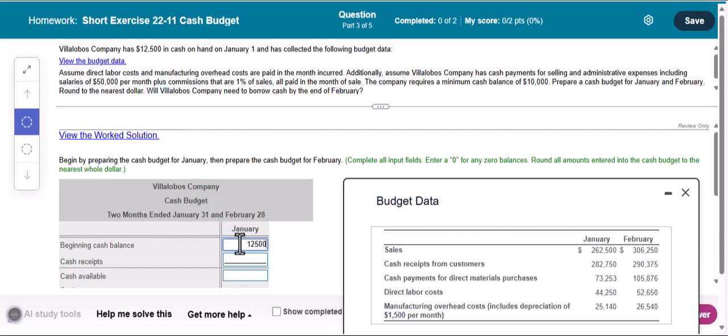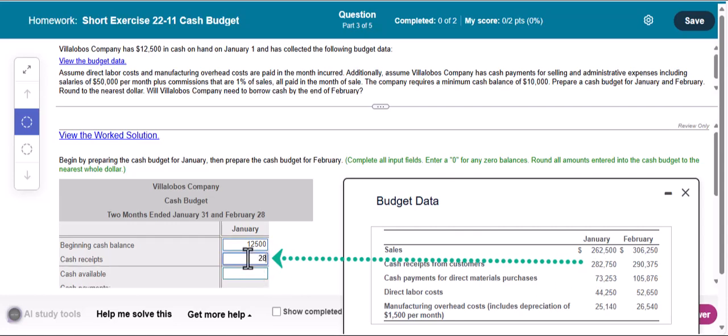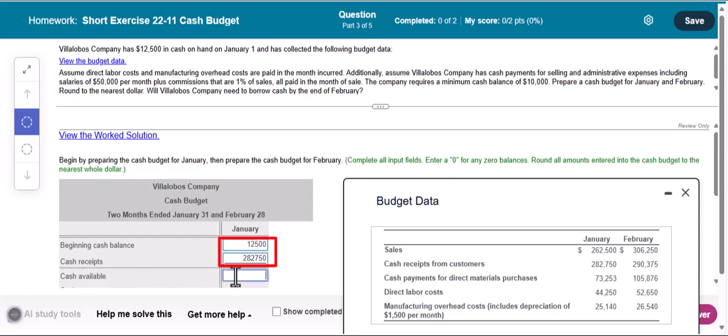So we know that's our beginning cash balance, $12,500. And then next up we have cash receipts from customers here. So that is given to us for $282,750. Go ahead and input that as well. And then add these through to get our cash available. And that's going to give us a total of $295,250. All right, and let's scroll on down.